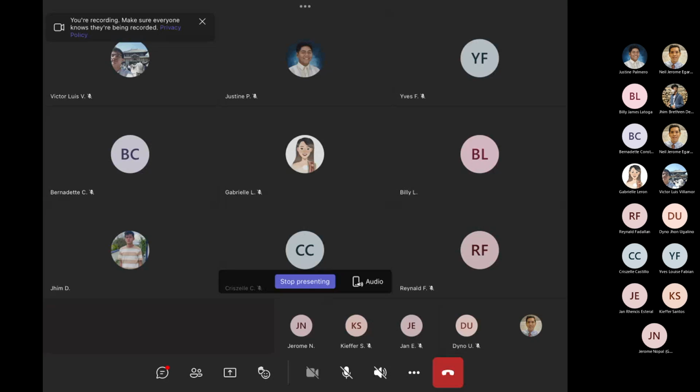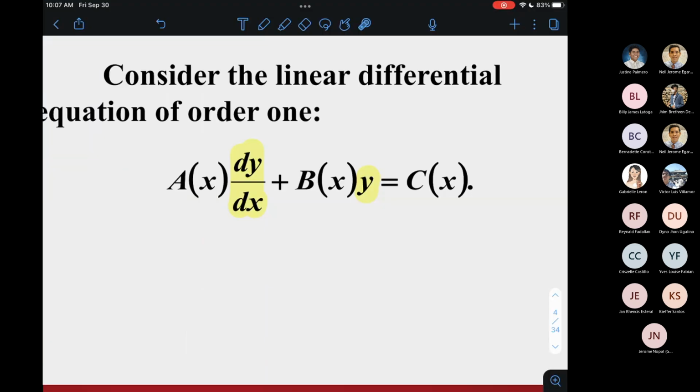Alright? So ito yung itsura ng mga linear ODEs at sila yung ititingnan natin kung paano natin siya isosolve ngayon. Alright? So ito yung titingnan nyo. Again, dapat tingnan nyo si y prime. Dapat ang coefficient niya ay function lamang ni x.